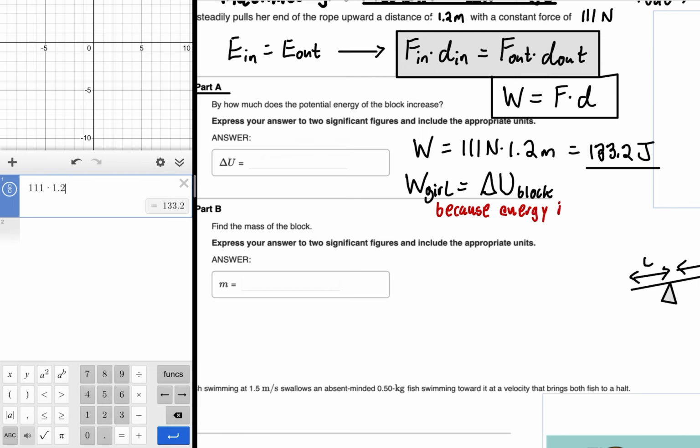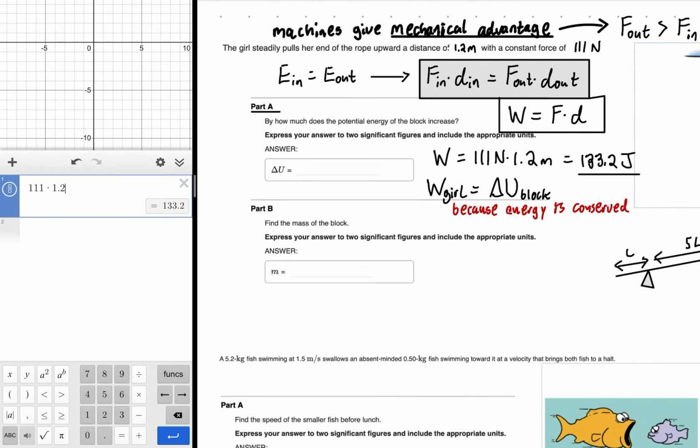Energy is conserved, and there's nowhere else that her energy can go. We're not told about any friction. There's nothing else that's being lifted. The rope is of negligible mass. So in a simplified system like this, there's nowhere else for her energy to go. It has to go to the block. And the block is not picking up speed. It didn't gain kinetic energy. It only gained potential energy.